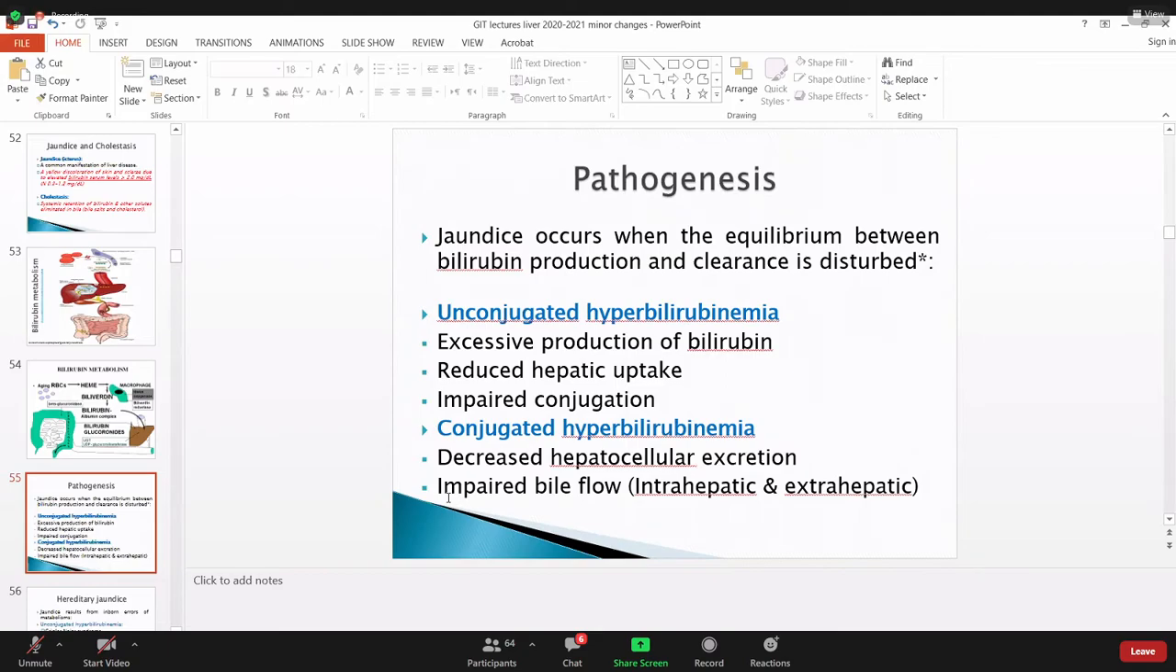The unconjugated, which is before it reaches the liver, is excessive production of bilirubin. People who have, for example, hemolytic anemias have excessive bilirubin production, reduced hepatic uptake, or impaired conjugation. Conjugated hyperbilirubinemia is the step which is next to the liver: decreased hepatocellular excretion or impaired bile flow, intrahepatic or extrahepatic bile flow.